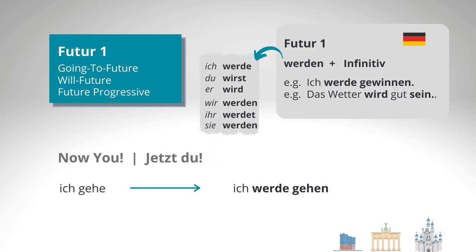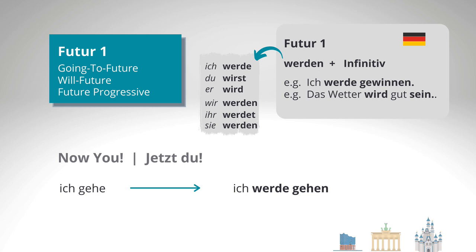Let's practice that. We'll first start with a little conversion exercise. I'll give you a sentence in the present tense, im Präsens, and your task is to convert it into the Futur 1, our future tense. For example, if I give you "ich gehe", you would need to convert it into "ich werde gehen".